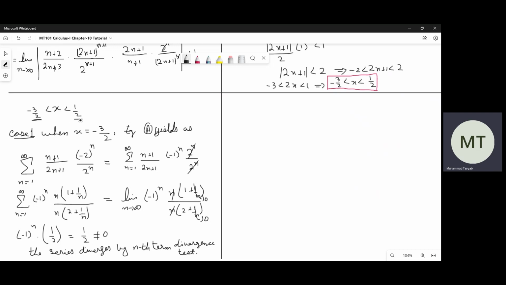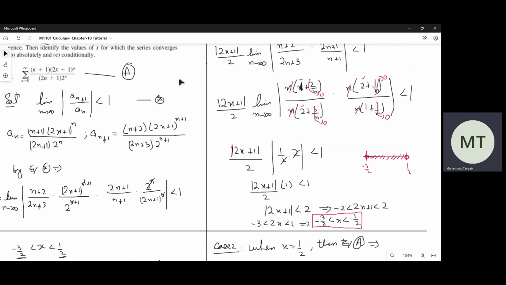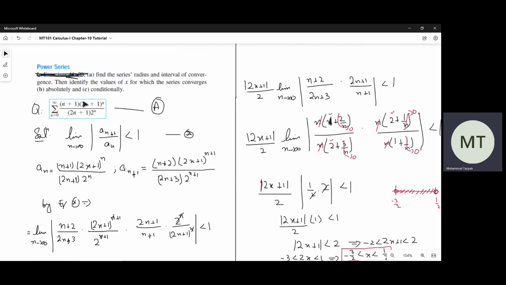So let us check at the point x is equal to 1 by 2. Whenever x is equal to 1 by 2, let us call it case 2. So when x is equal to 1 upon 2, equation A implies: we substitute x equal to 1 by 2 into equation A. So n plus 1 divided by 2n plus 1 times 2x plus 1 raised to the n will remain as it is. In place of x we substitute 1 by 2, so 2 times 1 by 2 is 1, plus 1, is 2 raised to power n.